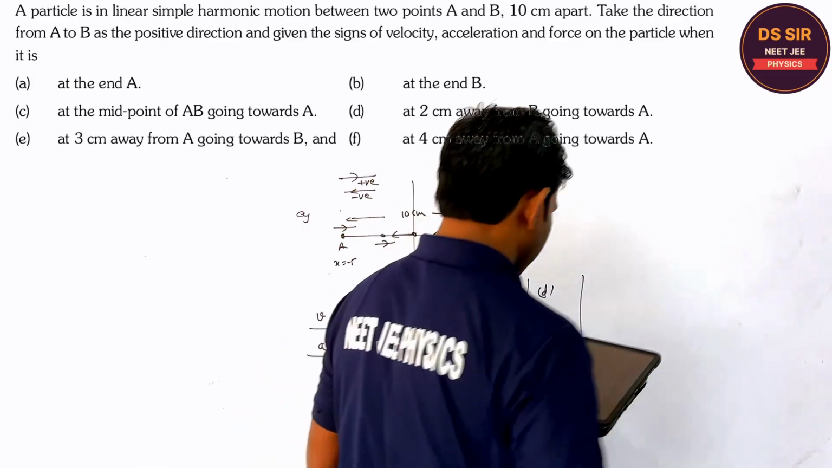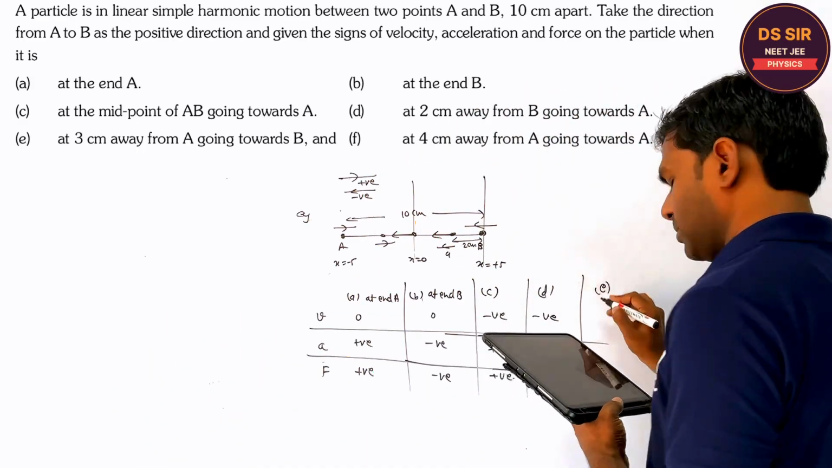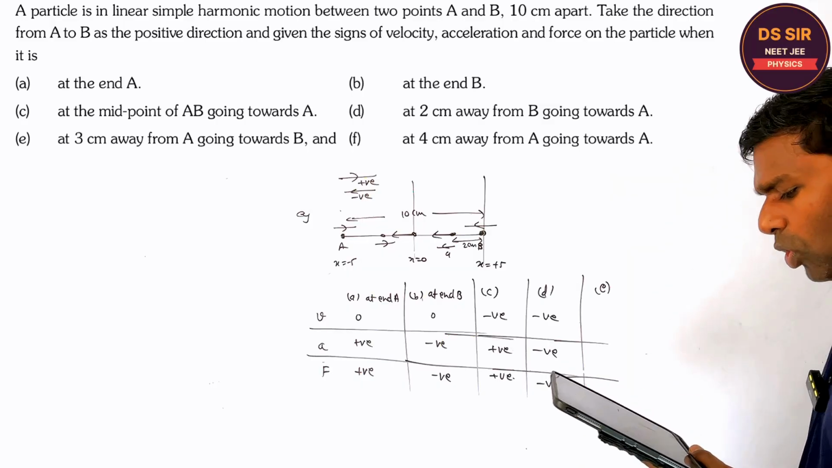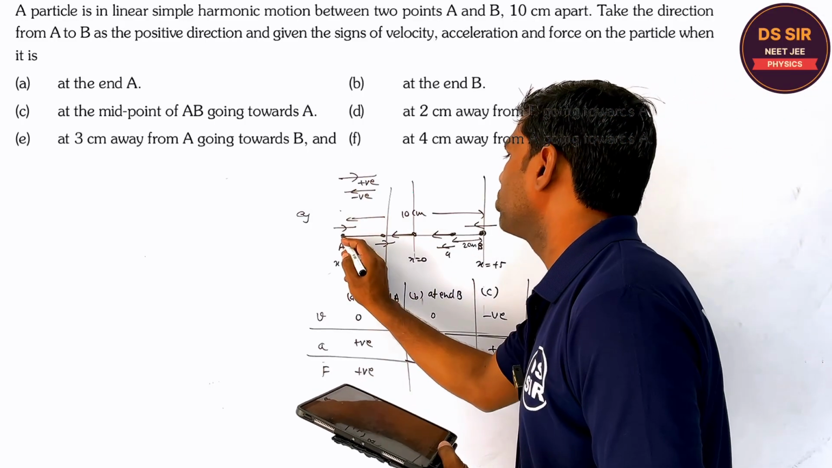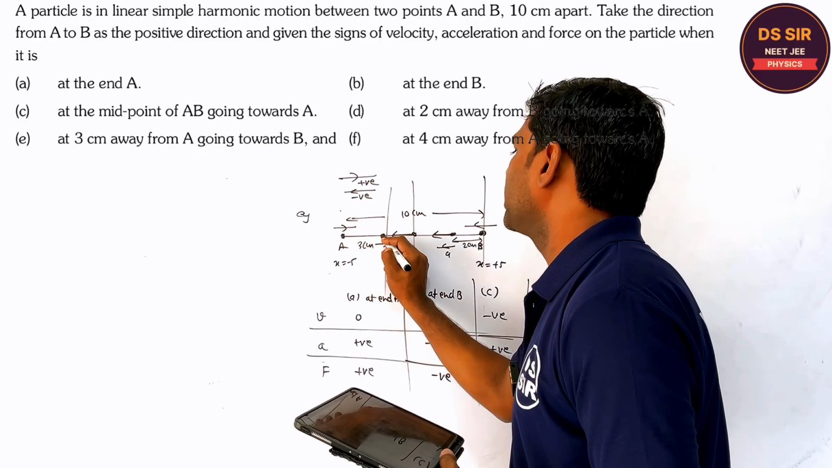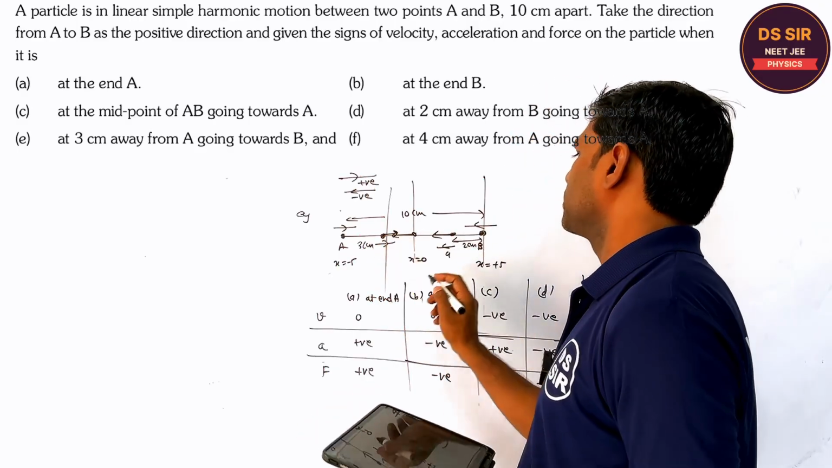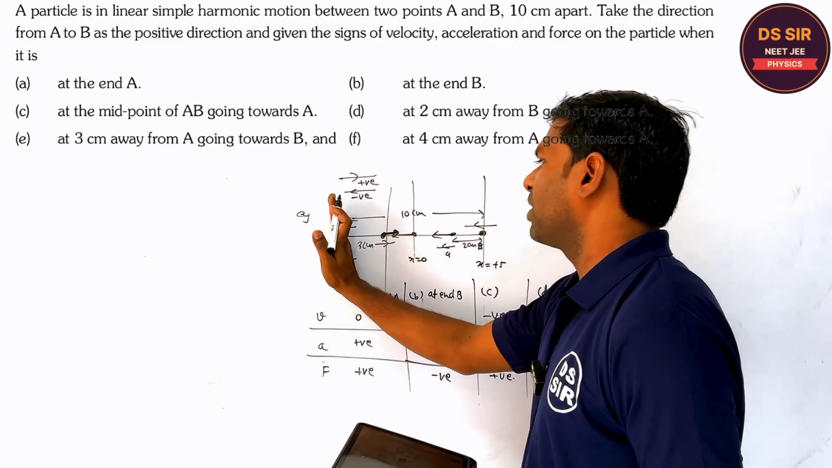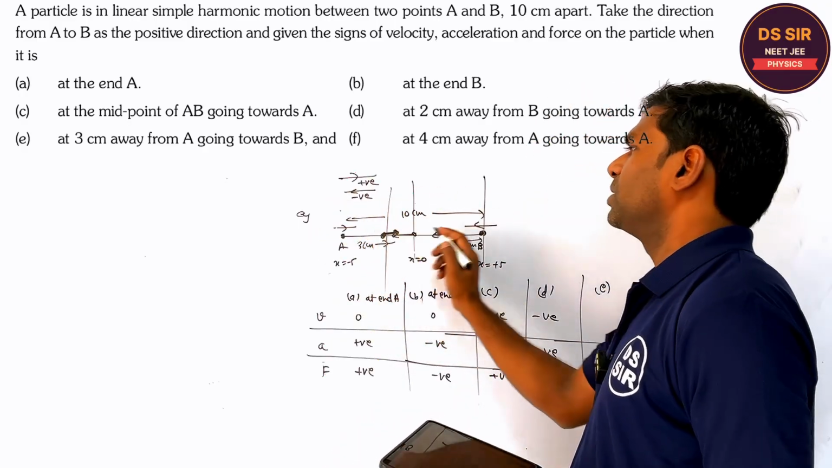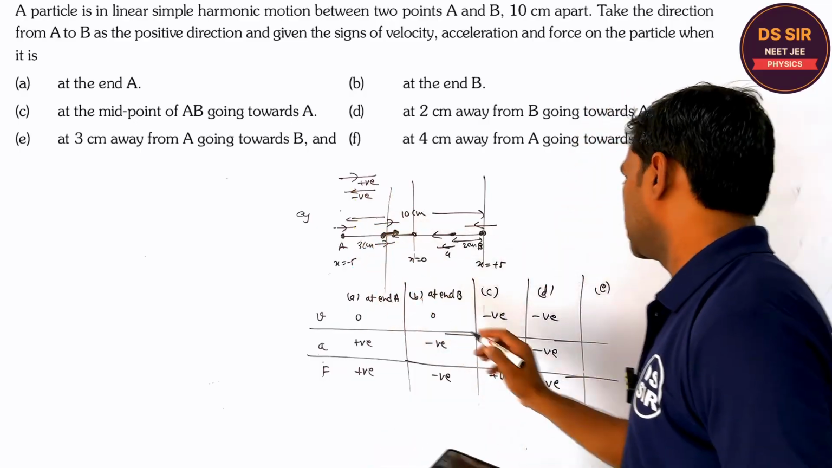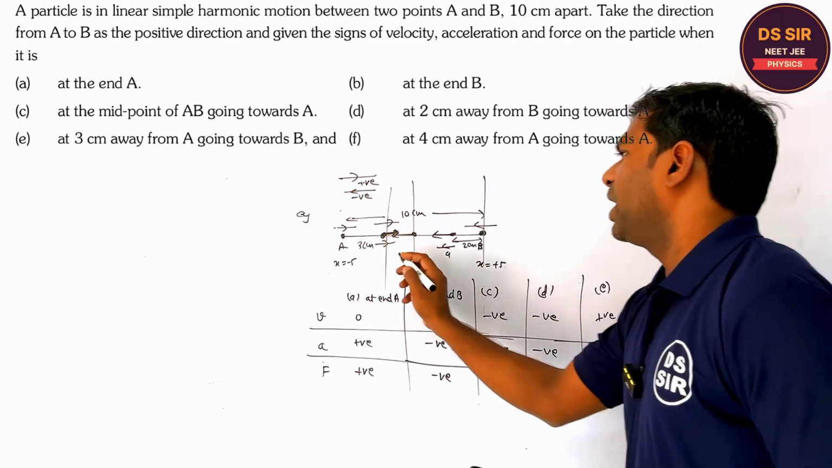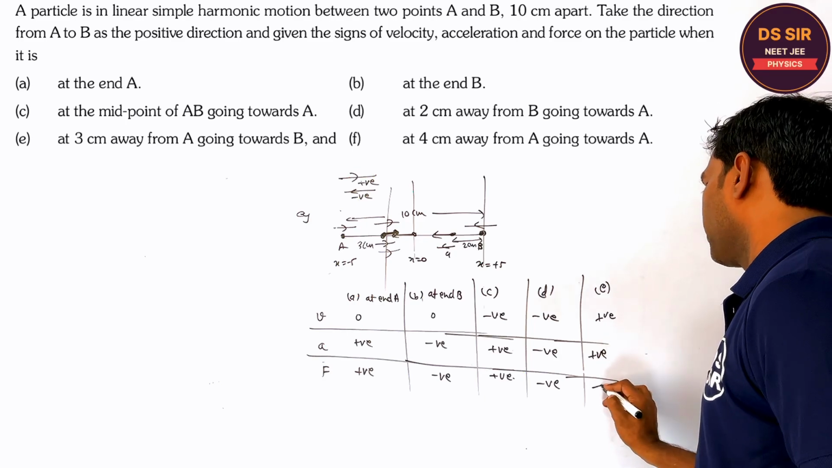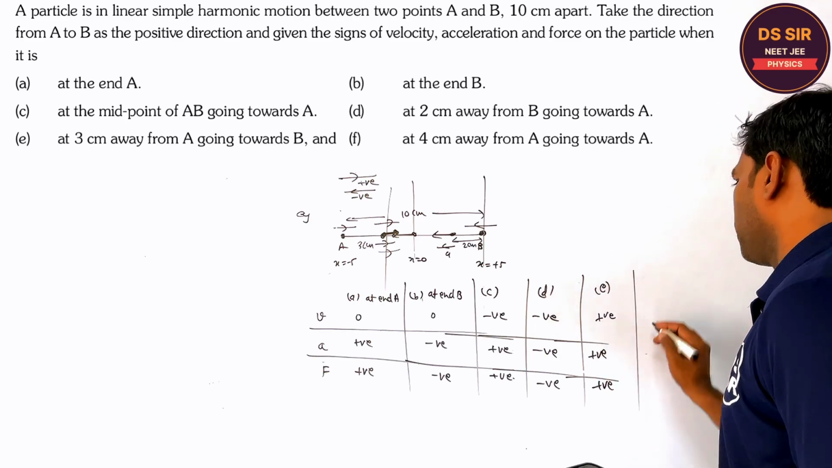What is the E part? At 3 centimeter away from A, going towards B. This is 3 centimeter and the particle is over here and going towards B. So what is the direction of the velocity? Say positive. And what is the acceleration towards mean position? Say positive. And therefore the force is also positive.